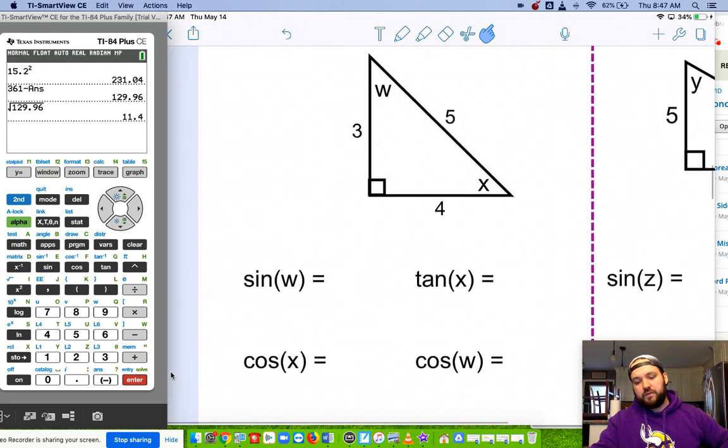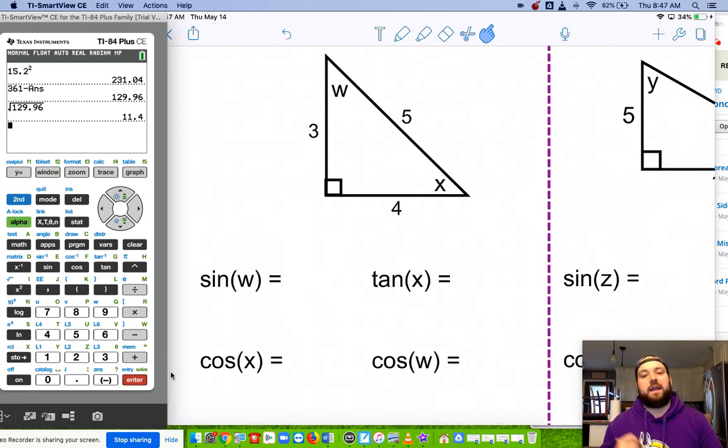In this right triangle, I have labeled the angles. Now, with sine, cosine, and tangent, you're never going to worry about the right angle because we know the right angle is 90 degrees. So you're always going to be working with one of the other two angles when we're doing this.